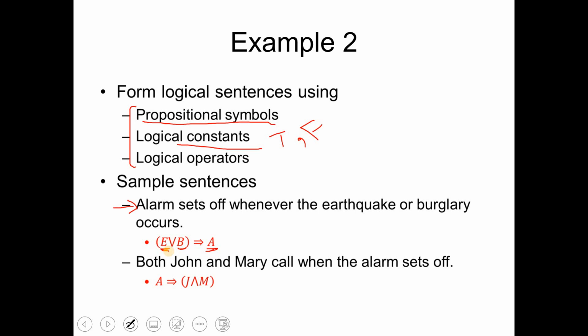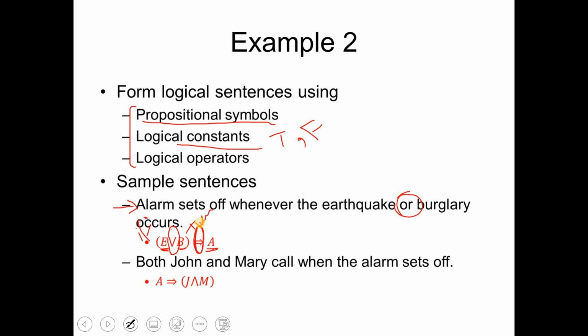So there is an or coming over here, and the or is directly translated like this: E or B, that implies A. Clear? I always tell you that this implies is the same as the one in your if statement. So if this condition is true, then A will trigger. That is the meaning over here.